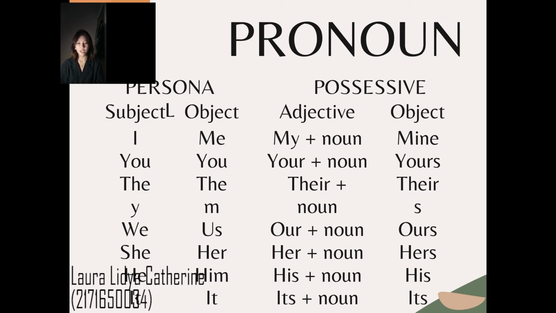If the adjective is his plus noun, then the object is his. If the adjective is its plus noun, then the object is its. If the adjective is our plus noun, then the object is ours. If the adjective is their plus noun, then the object will be theirs. So now let me give an example adjective from possessive adjective.